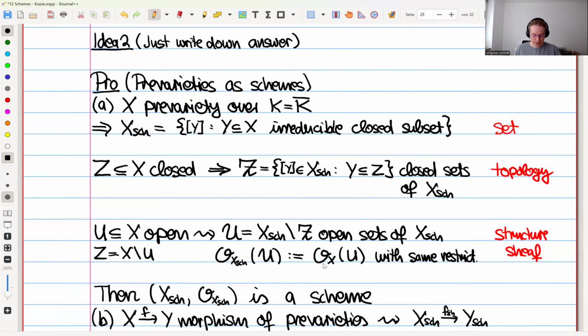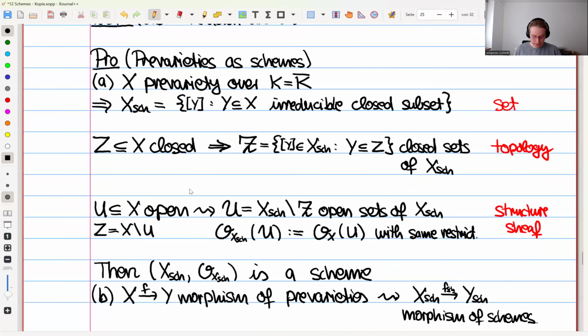And that's it. That's the three things that we need to specify, and then this pair, this topological space with this sheaf of rings turns out to be actually a locally ringed space, and then this is a scheme. That's the first claim. And this is the scheme representation of this pre-variety here.